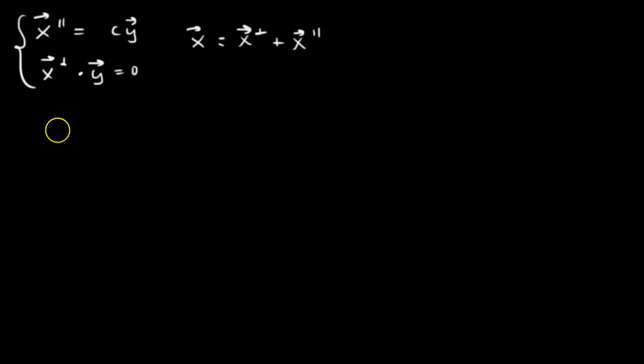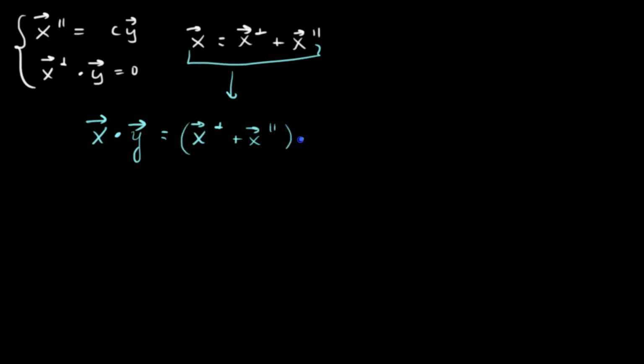So now, what if I wanted to find x dot y? What would I do? Well, what's x? I said x is this thing, so we plug it in. So this will be x perpendicular plus x parallel, dot y. And remember our distributive property of vectors, we're going to distribute it. It's going to be x perpendicular dot y plus x parallel dot y. And I think we proved this actually. Yeah, we did.